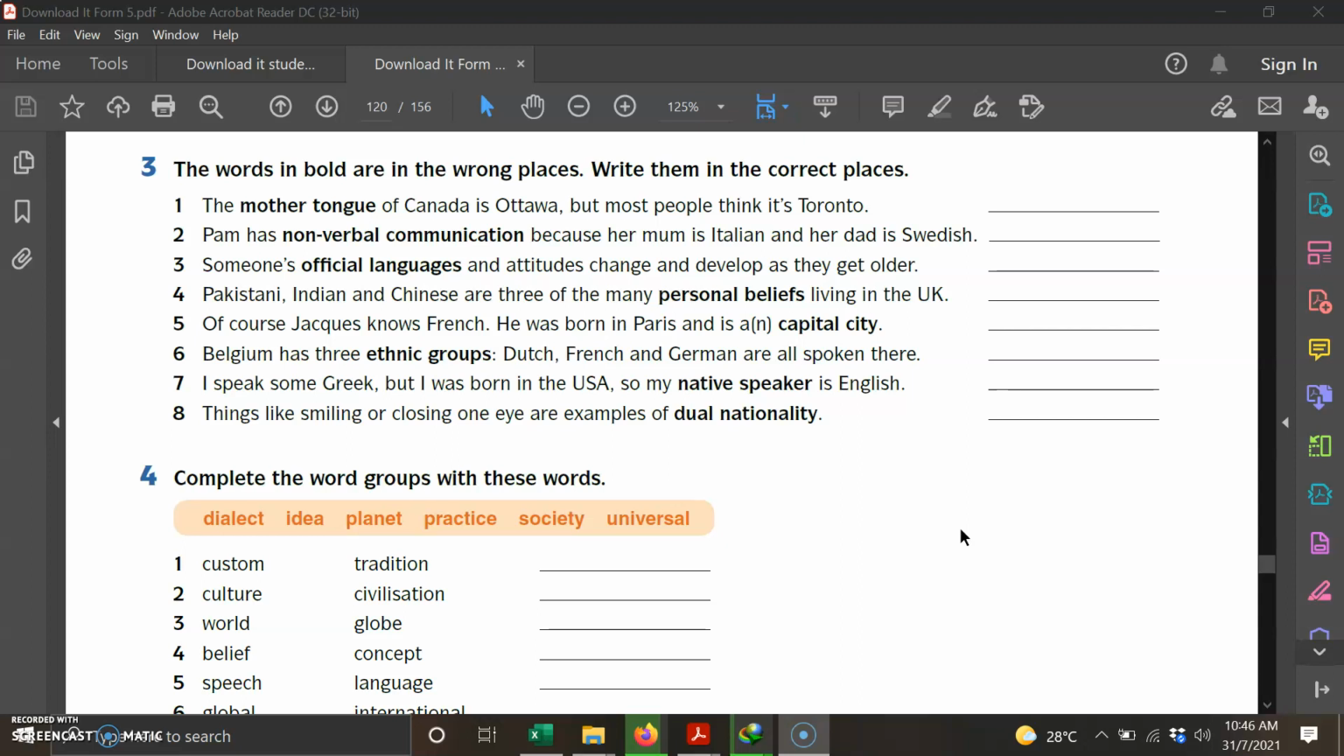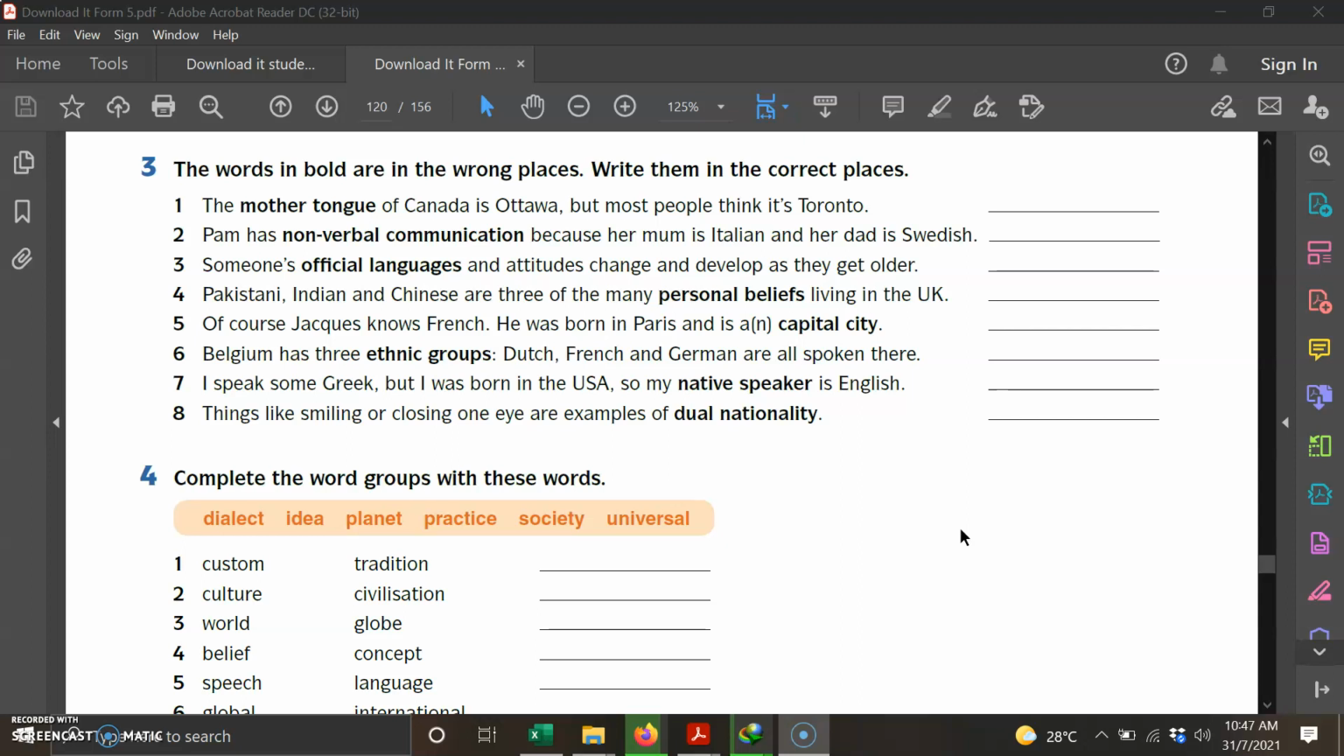So without further ado, I want you to turn to page 124 of your textbook. So we go straight to task 3. The words in bold are in the wrong places. Write them in the correct places or replace the wrong words with the right ones. Okay. Maksudnya perkataan yang berhuruf tebal itu berada di tempat di dalam ayat yang salah. Gantikan perkataan berhuruf tebal itu dengan perkataan yang betul.